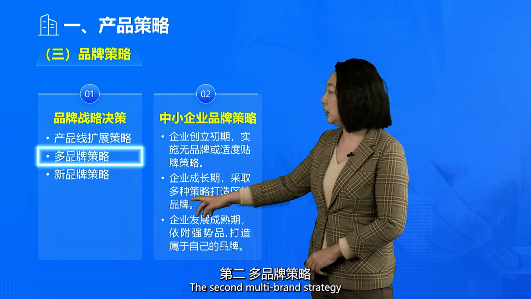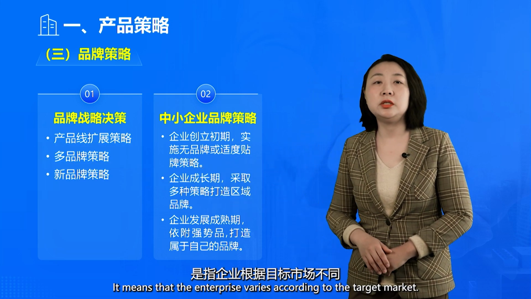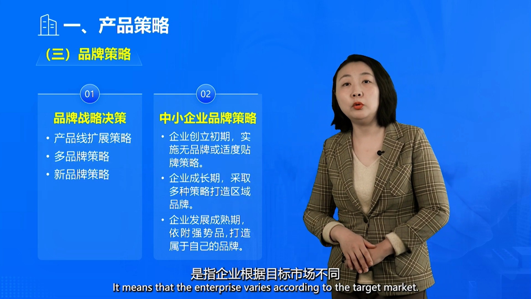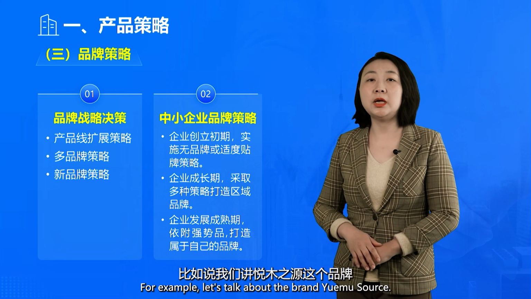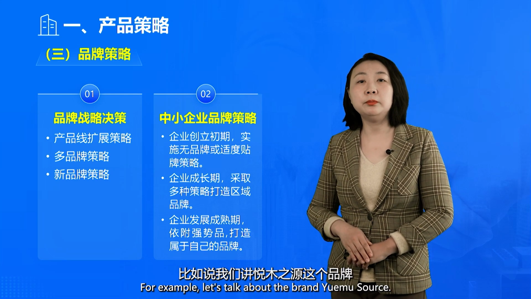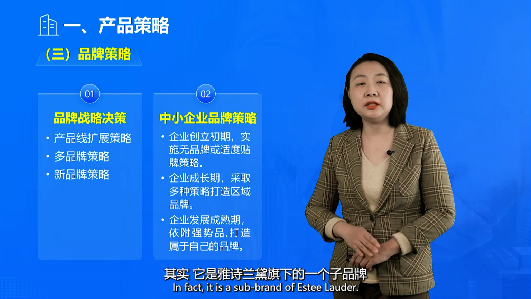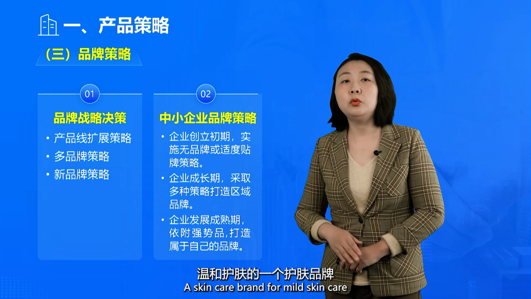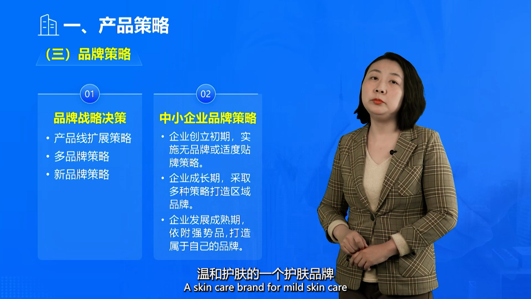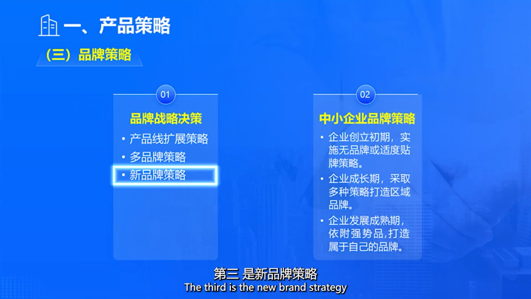The second is the multi-brand strategy. It means that the enterprise uses different brand strategies according to the target market. For example, the brand Yumu Source is in fact a sub-brand of Estee Lauder, a skin care brand mainly extracted from plants for mild skin care. The third is the new brand strategy.